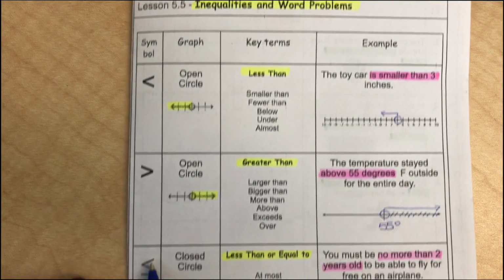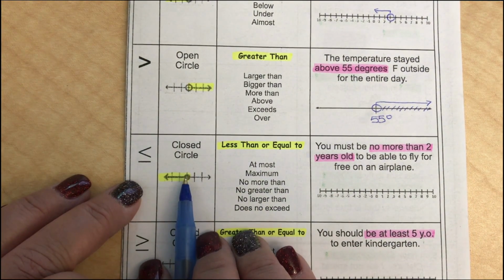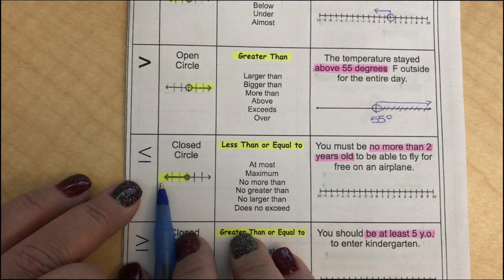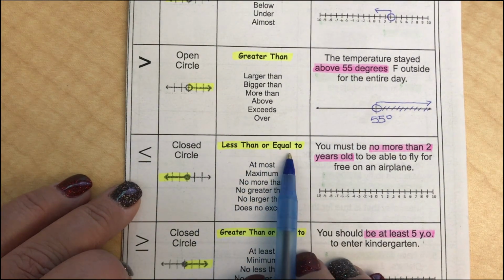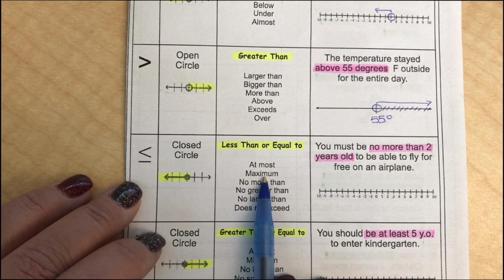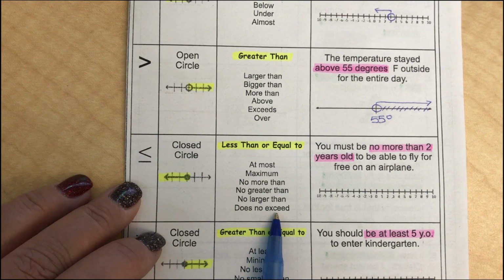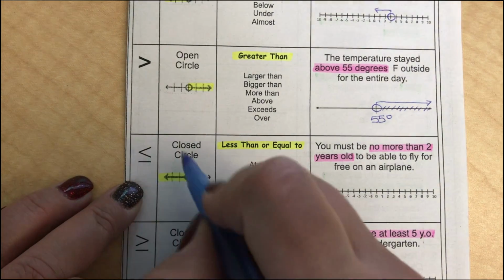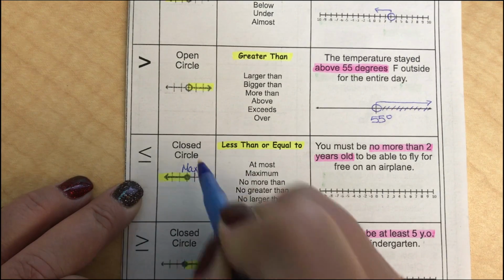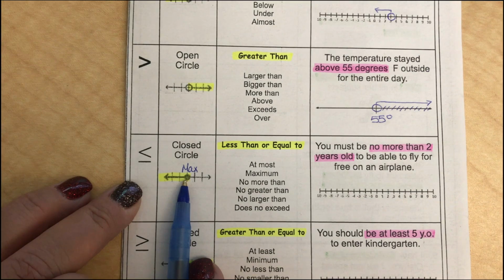For less than or equal to, we have a closed-in circle showing the lower or the left side. Other keywords for less than or equal to could be at most, maximum, no more than, no greater than, no larger than, or does not exceed, cannot pass this point. So if this is the maximum amount, it can be less than that number, but do not pass it.